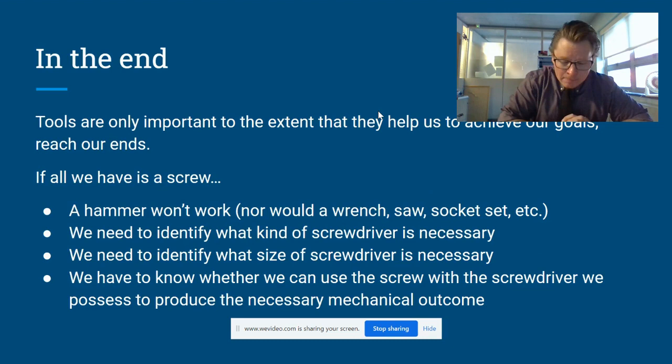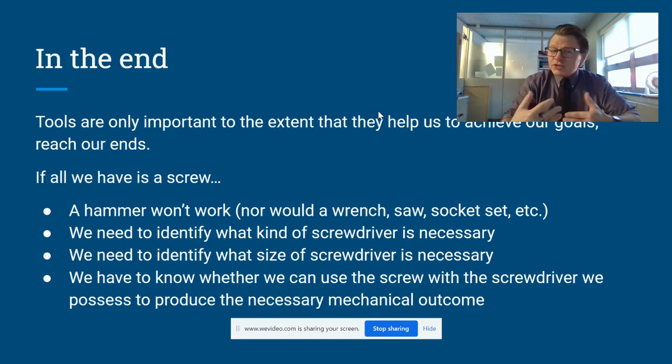In the end, then, just like the title of the presentation reads, we're looking at these things as tools. And bear in mind that tools are only important to the extent that they help us to achieve our goals or reach our ends. If, hypothetically, and this is a sort of metaphorical example of the importance of understanding how one tool relates to another, if all we have is a screw, a hammer won't work, nor would a wrench, saw, socket, etc., etc.